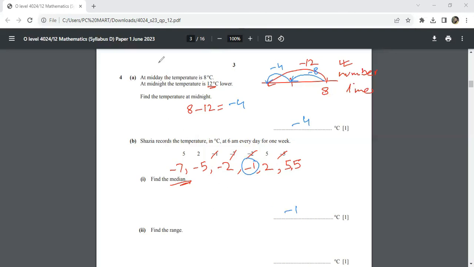Okay. Next, find the range. We need to find the range of values. For the range, it is the greatest value minus the smallest value. Greatest is this minus the smallest. Smallest is again on the negative side, so it will be 5 minus -7. So this will become 5 plus 7, 12. 12 will be the range of temperature. Means greatest minus the lowest.